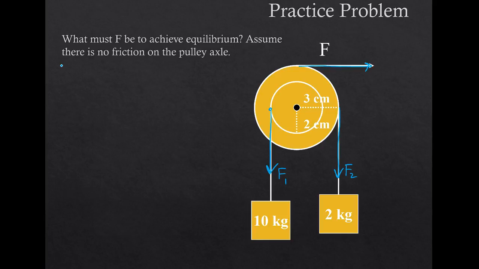Now, there are three torques occurring. Torque 1 is the torque from F1, so it's r1 cross F1. Where's r1? Well, it's from the point of rotation to where F1 acts, and that's 2 centimeters, so it's 0.02 meters. And F1 is 10 kilograms times 9.8 meters per second squared. Which way would F1 tend to rotate this? Using the right-hand rule, we would note that this will cause a positive torque.